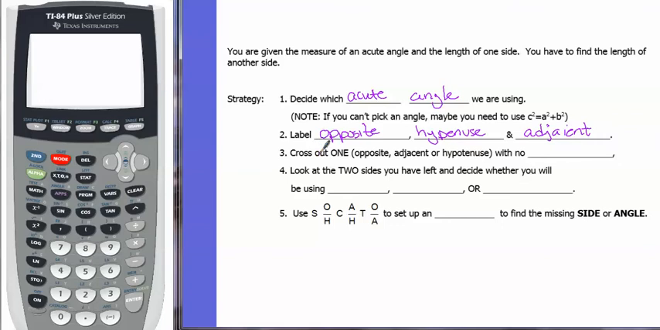Finally, I'm going to cross out the opposite, adjacent, or hypotenuse with no information, or something that's extraneous or extra. I'm going to look at the two sides I have left, and I'm going to determine whether I'm going to be using SO, CA, or TOA. Once I figure out which one, I'm going to use that ratio and set up an equation to find the missing side or angle. So let's do a couple of examples.